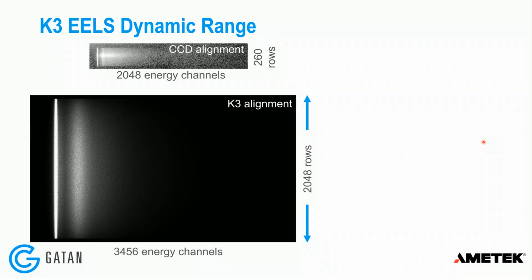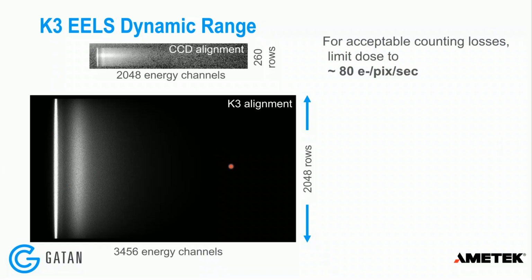So what's the point in that? First of all, it helps us because we're spreading the zero loss peak over a lot more channels or pixels. As I touched on earlier, because we're doing this electron counting, you have to go fast. The reason that we go fast is we have this sort of threshold dose or dose rate at which the counting doesn't work due to coincidence losses.